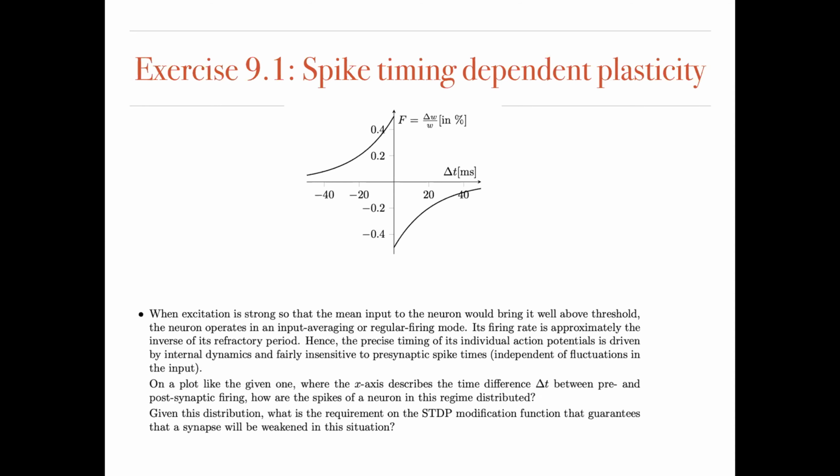So if they're both firing at their maximum firing rate, this plot will just be a uniform distribution across all delta t's, because there is no correlation between the pre and the post. And then the next point is, given this distribution, what is the requirement on the STDP modification function that guarantees that a synapse will be weakened in this situation? Basically, the condition for that is that the integral of this uniform distribution has to be negative.